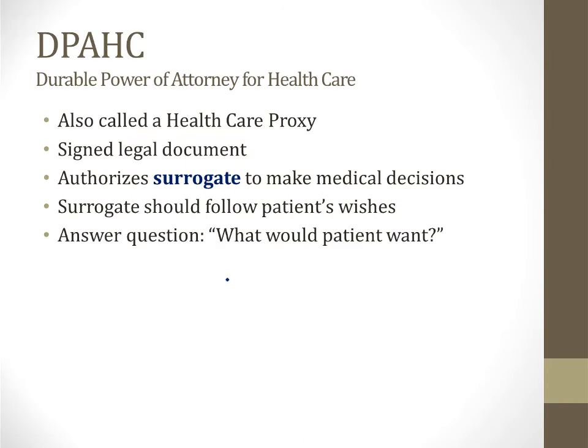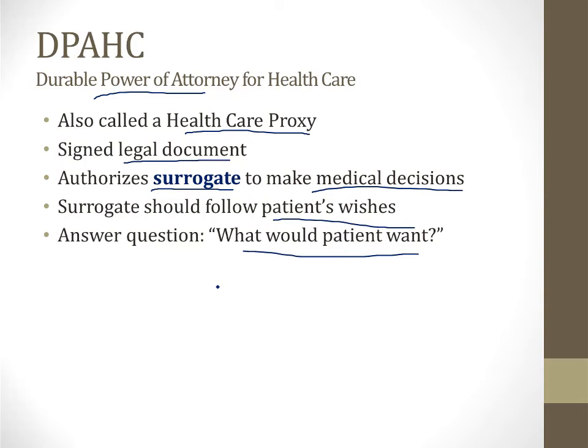The second type of advance directive is called a durable power of attorney for healthcare. Many people just call it a power of attorney. It's also often called a healthcare proxy. This is a signed legal document by the patient that authorizes a specific surrogate to make medical decisions in the case of the patient becoming incapacitated. And the job of the surrogate, who is the healthcare proxy, is usually to follow the patient's wishes. In other words, to answer the question, what would the patient want if that patient becomes incapacitated? So, for example, many husbands and wives will fill out a healthcare proxy indicating that their spouse is their power of attorney, and if their spouse is not available, it is one of their adult children.